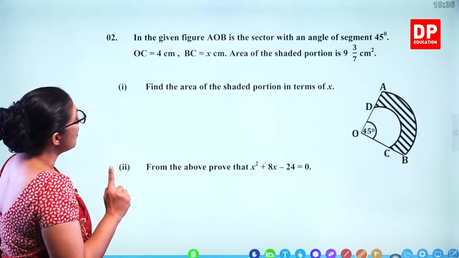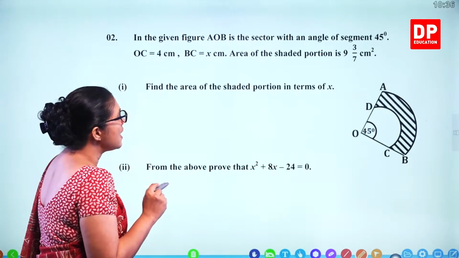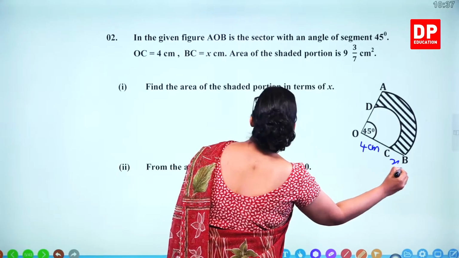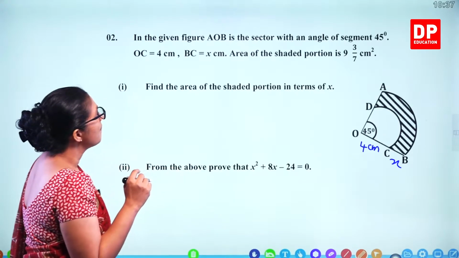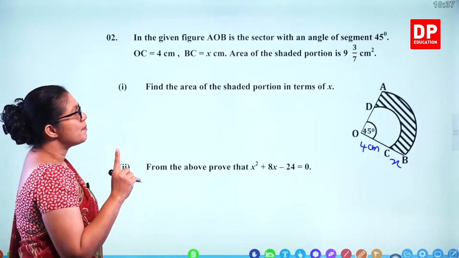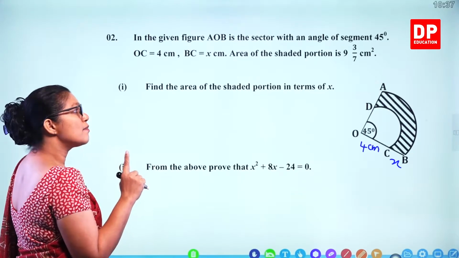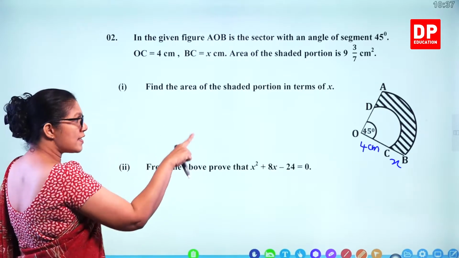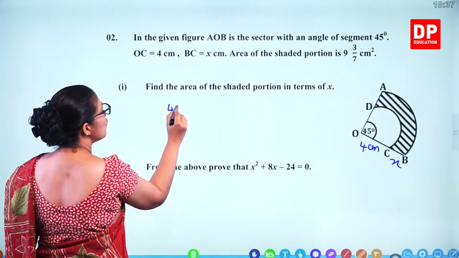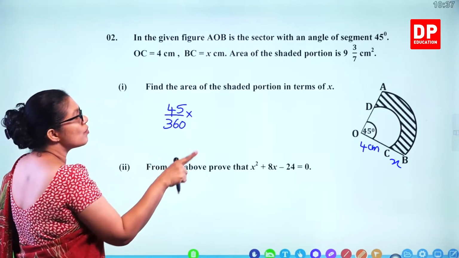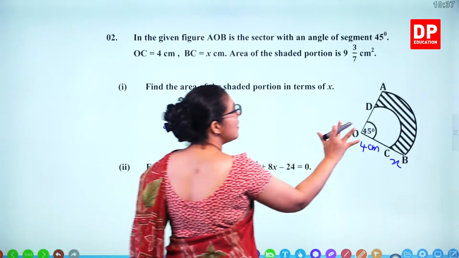So in this one, it's given OC is 4 centimeters and CB is x. Area of the shaded portion is 9 and 3/7. Find the area of the shaded in terms of x. So this is angle 45, so 45 out of 360. So how do you find out the area?